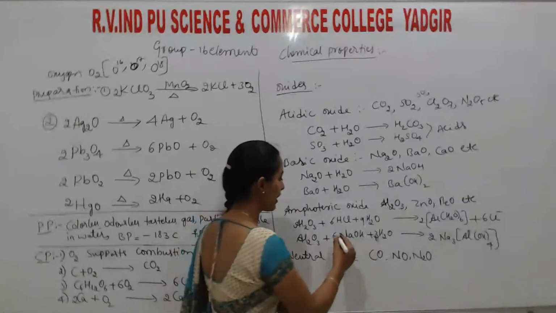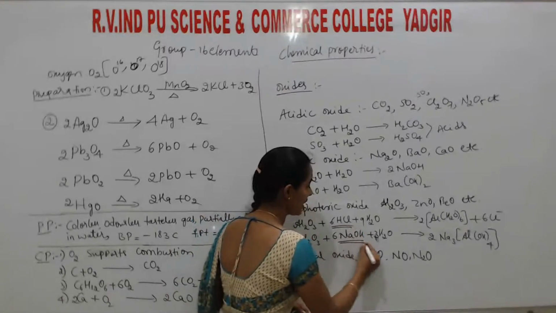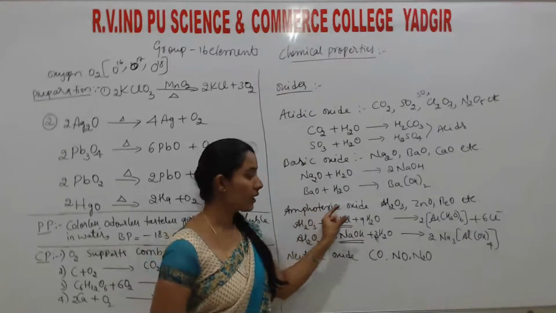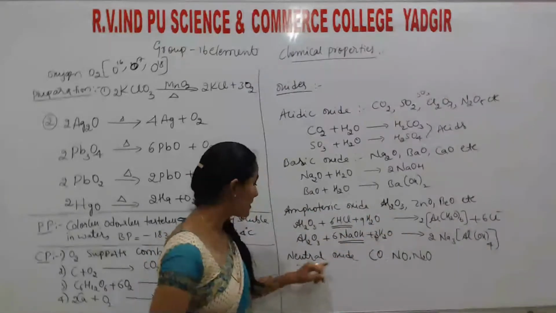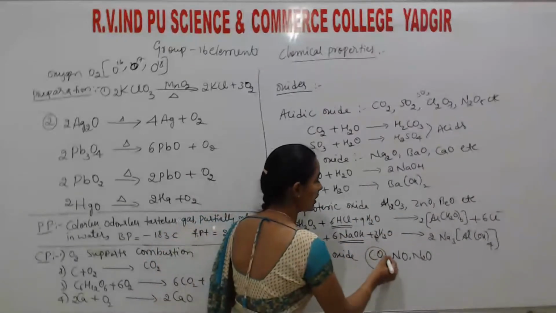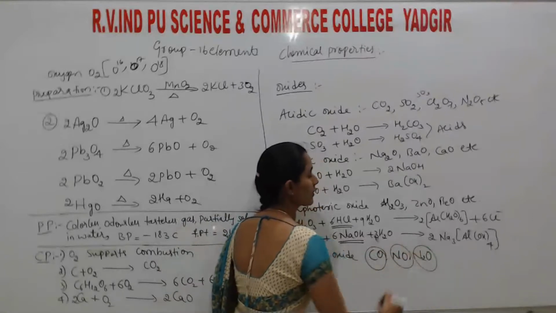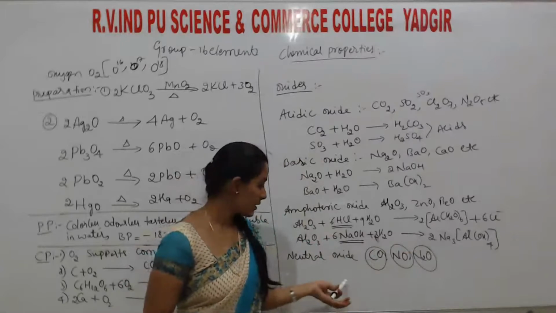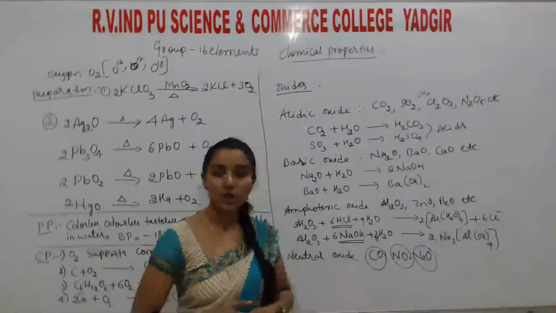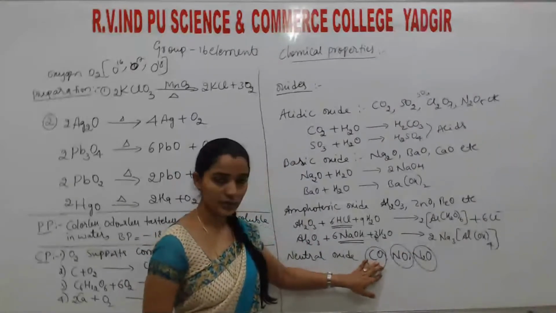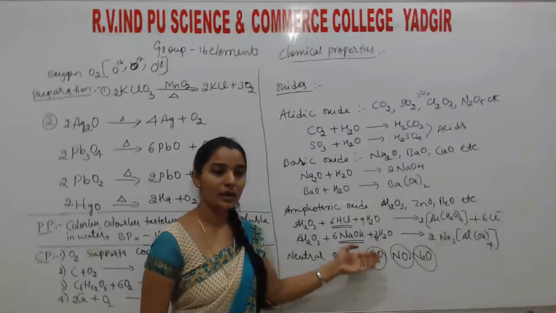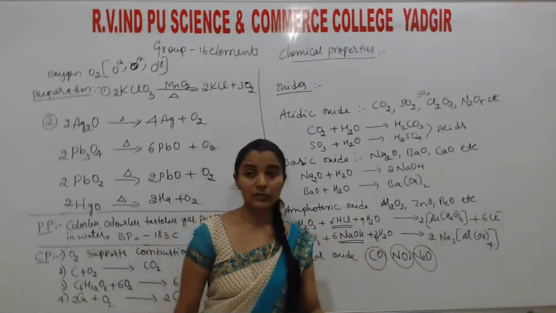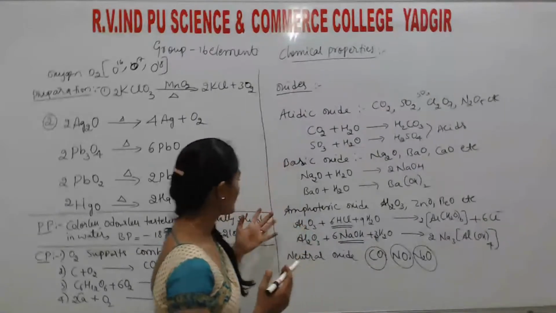Here it can react with acid as well as base. That's why it is amphoteric oxide. And why is this neutral? Because they cannot react with any reactants. They are unaffected. That's why these are called neutral oxides. They won't possess any acidic or basic character. These are the types of oxides of metals and non-metals.